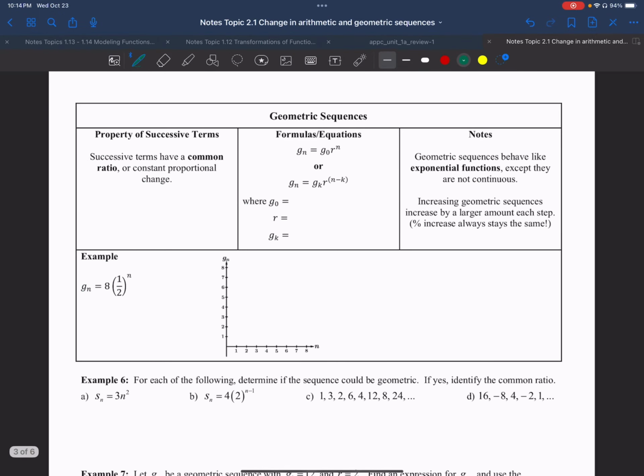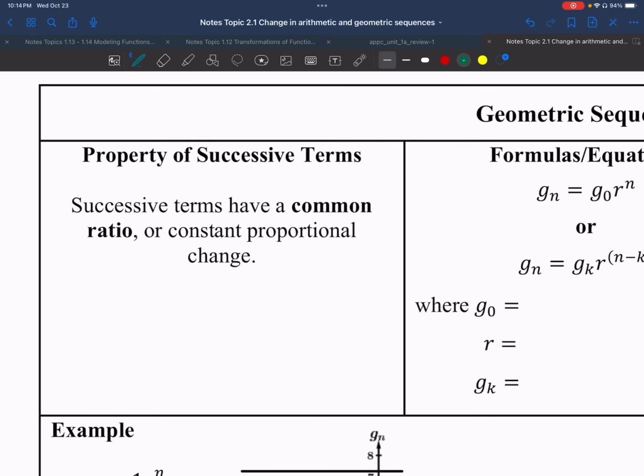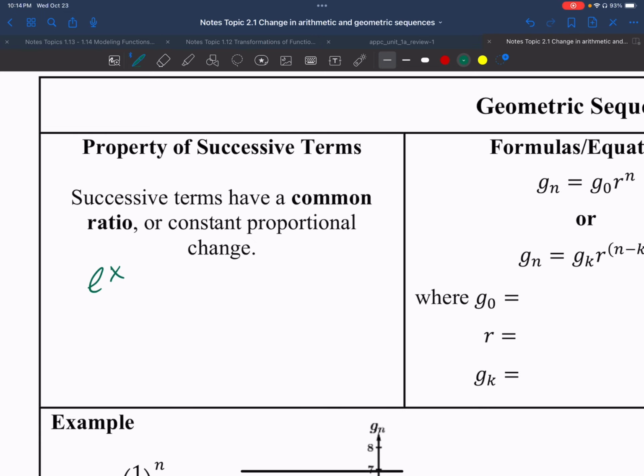Okay, now let's look at geometric sequences. So some important information, property of successive terms. Successive terms have a common ratio or a constant proportional change. So that means that they're going to be increasing by you multiplying by the same number. So let's write an example. 2, 4, 8, 16, 32, etc.